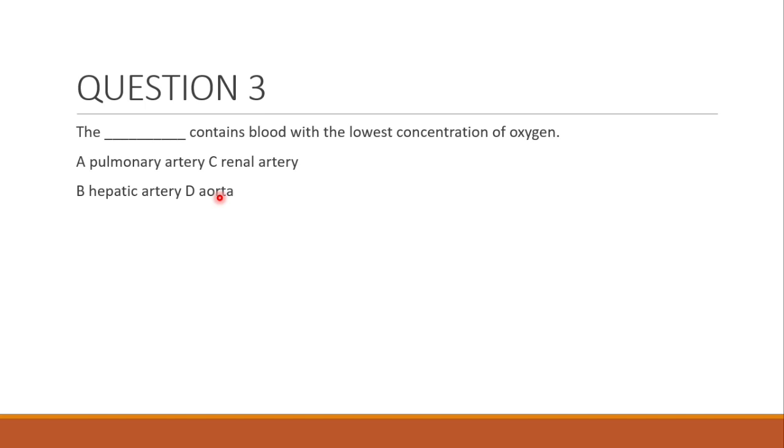The answer for question 3 is pulmonary artery. It is the pulmonary artery that contains the lowest concentration of oxygen. Let us move on to question 4.